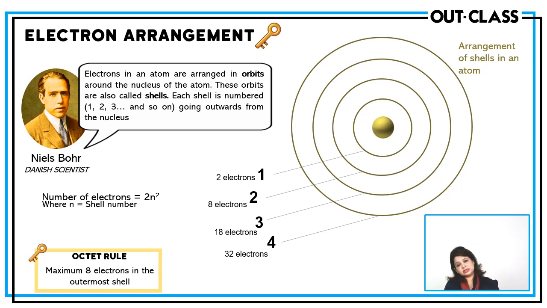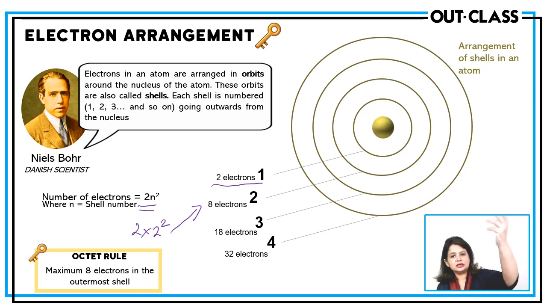And how many electrons can be accommodated in an energy level is given by a simple formula. That is, number of electrons is equal to 2n square, where n is the number of the shell. So for the first shell or first orbit, n is 1. Then 2 into 1 square, first shell can hold only 2 electrons. For the second shell, n is 2. So 2 times 2 square, that will be equal to 8. Second shell can hold up to 8 electrons. That's the maximum capacity of the second shell. If you have more electrons, they'll move to the third shell.